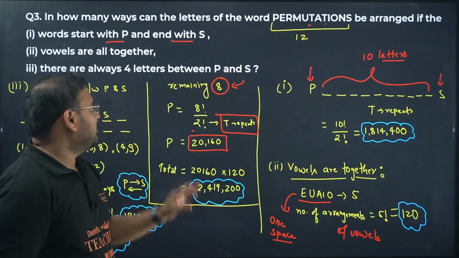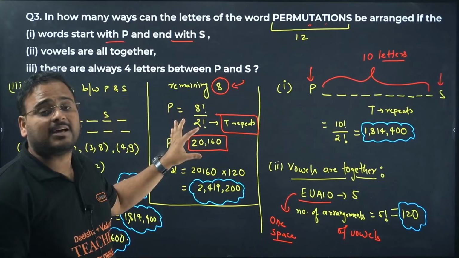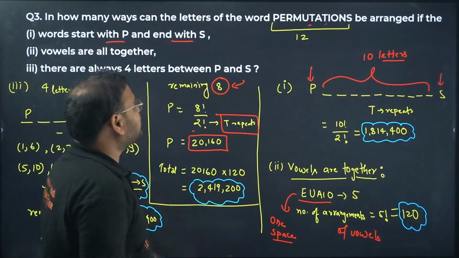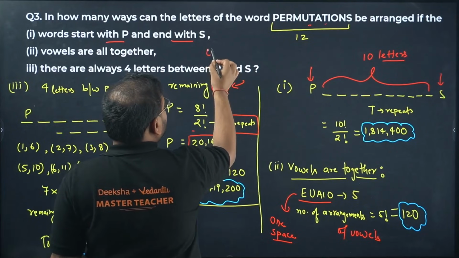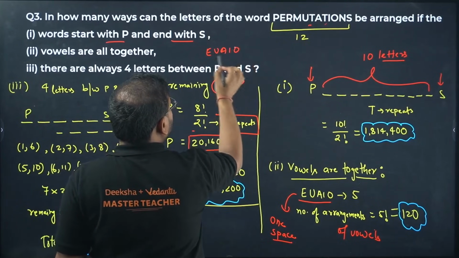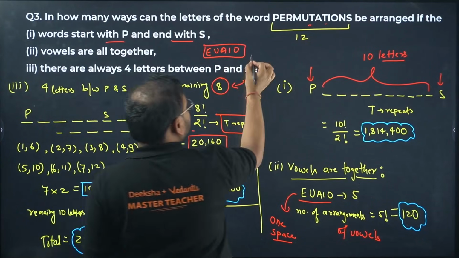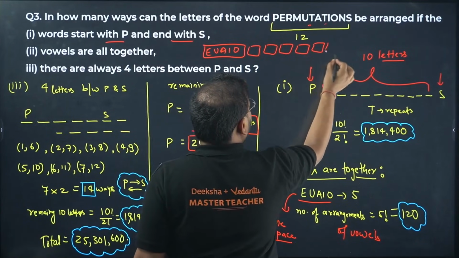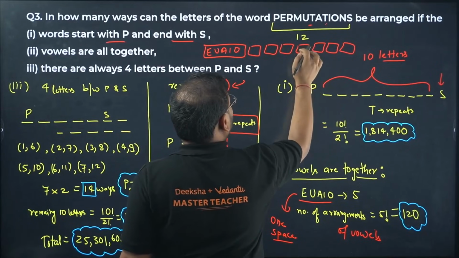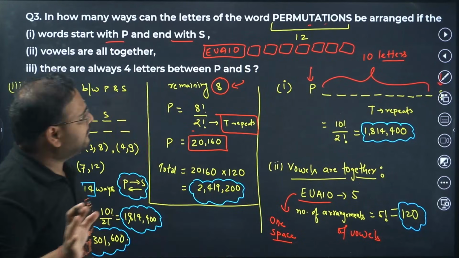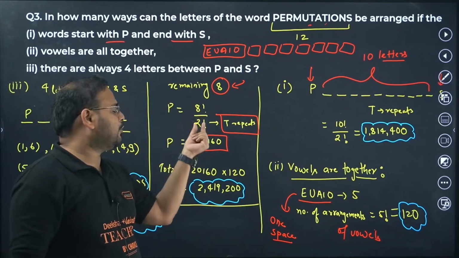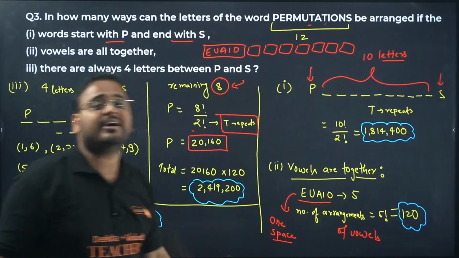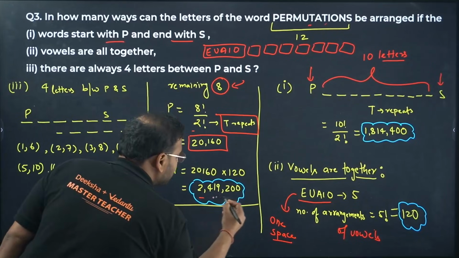Why, sir? This is the arrangement of 8 spaces, but you can also switch back or arrange this EU, AIO also, na? Yes, right. So we have a total of 1 space as EU, AIO. We still have 7 more spaces. So 1, 2, 3, 4, 5, 6, 7, 8. Right, we get a total of 8. So this is going to be 8 factorial by 2 factorial. But we can also arrange EU, AIO in how many ways? In 120 ways.